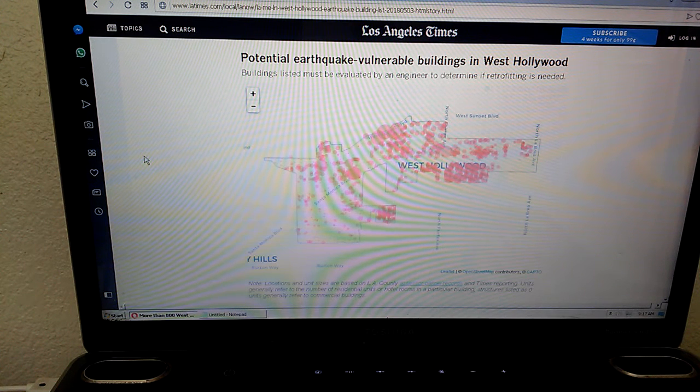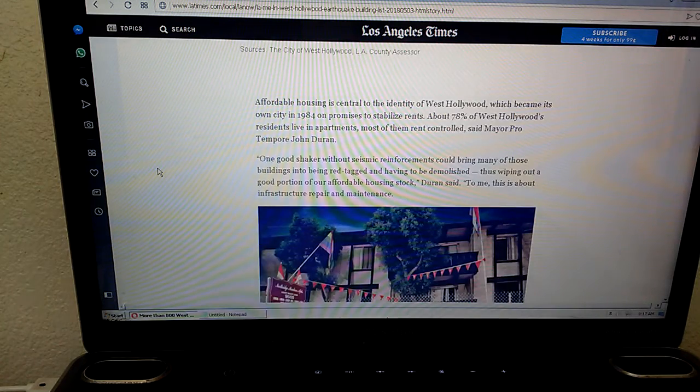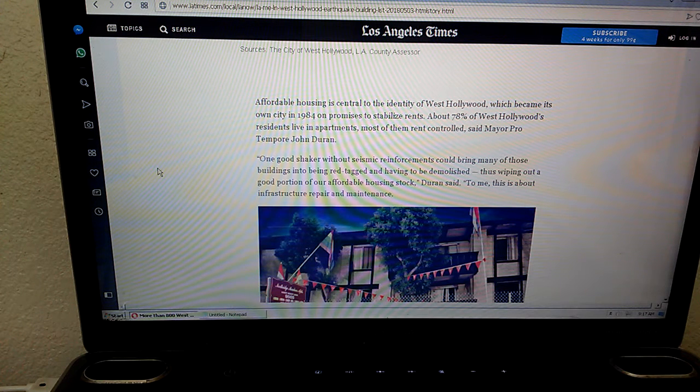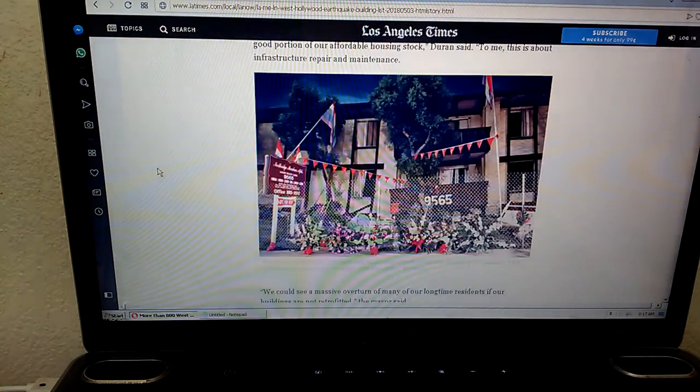Here's a map of some of the vulnerable buildings. One good shaker without seismic reinforcements could bring many of those buildings into being red tagged and having to be demolished, thus wiping out a good portion of our affordable housing stock. As if affordable housing is the biggest issue here. I think the fact that all these buildings are going to be destroyed, displacing a bunch of citizens, is a nightmare, just a complete nightmare.